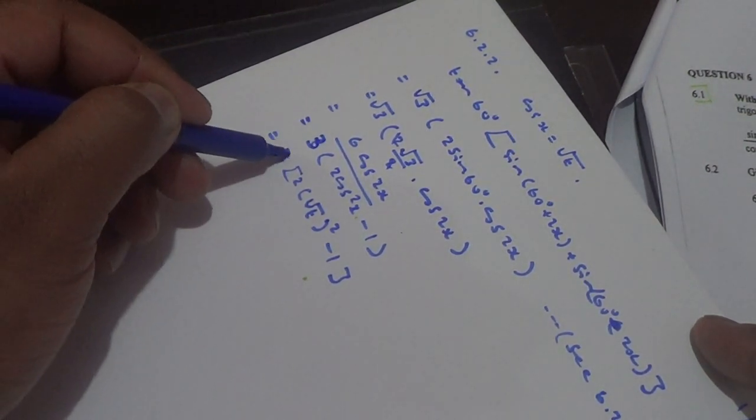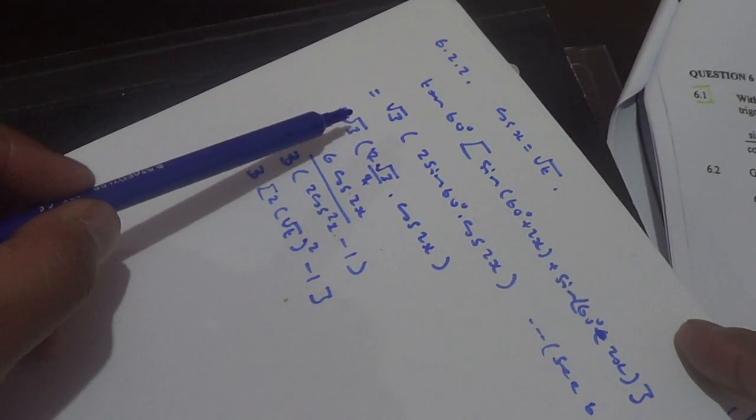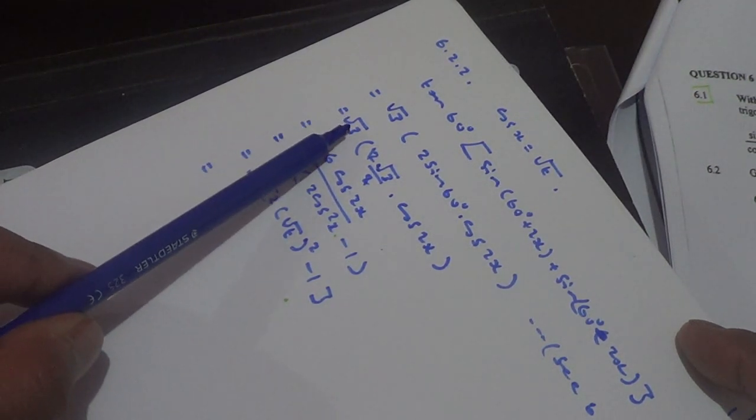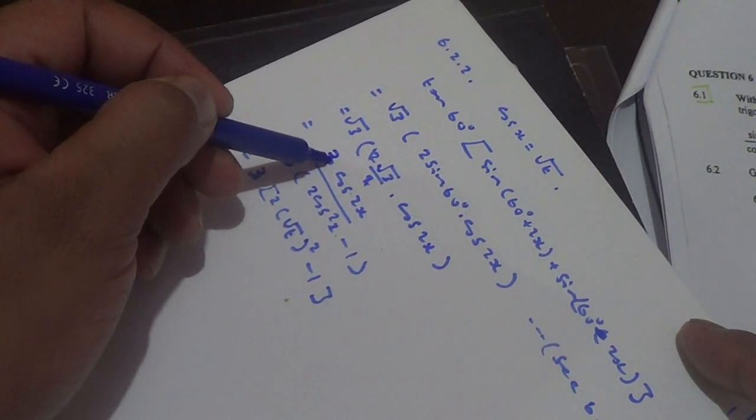Because now once we take this one out already, this tells us that we just have root 3 times root 3, which is just going to be 3.